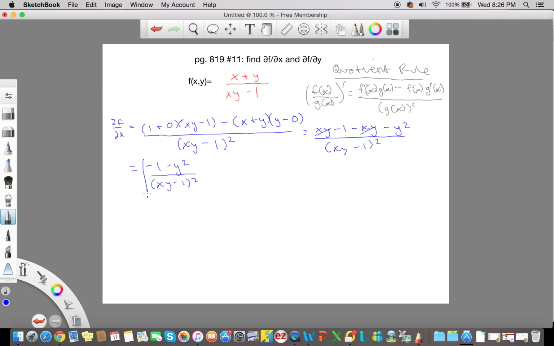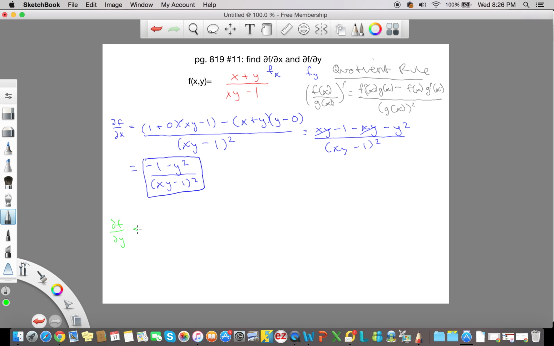So that's our derivative of f with respect to x, df dx. Another notation for this is f sub x, and for this one, this would be f sub y. Okay, so now we're going to do the same exact process just with respect to y. When we're taking the derivative with respect to y, all other variables are considered constant. So in this case, x is going to be considered constant.